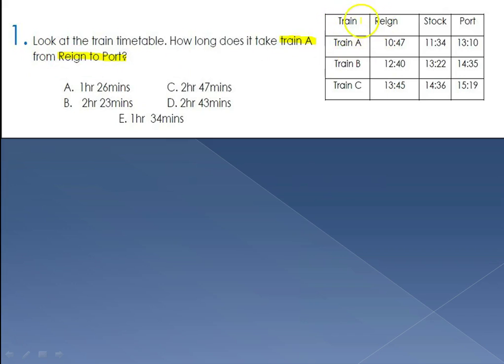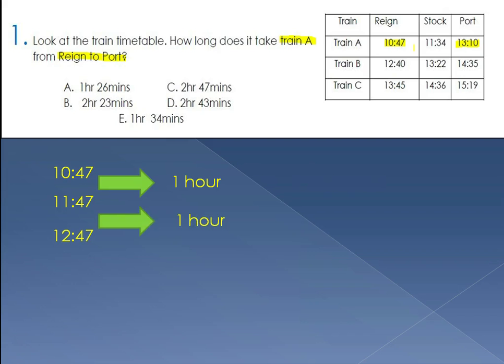Looking at this timetable, we have train A and it's from Rain 10:47 to Port 13:10. So how long does it take from 10:47 to 13:10? Now I know with time, many students are taught many ways. Some people take away the numbers. What I always do, and I kind of do this in my head, but I wrote it down, is 10:47 to 11:47 is 1 hour, and then 11:47 till 12:47 is 2 hours. If we went to another hour, it'd be 13:47, so that's too much. So I know 2 hours have gone by to 12:47.